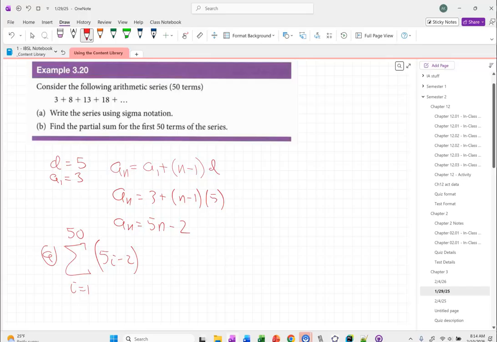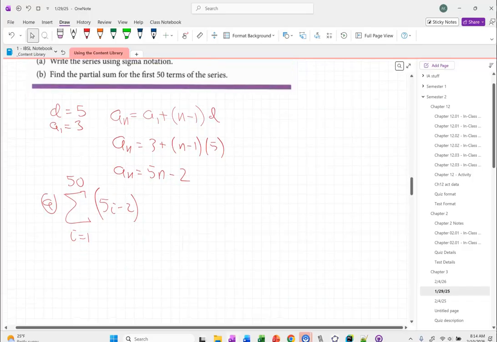Everybody okay with that? Where did the 50 come from? Why is there a 50 up there? Yeah, it told me in the directions, right? It says the series has 50 terms in it, so 1 to 50, that's what we're adding up. Feel good? Okay. It says find the partial sum for the first 50 terms of the series.